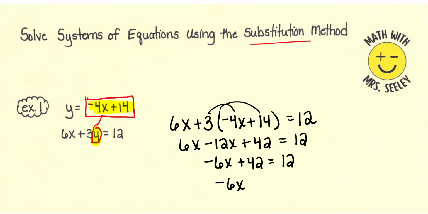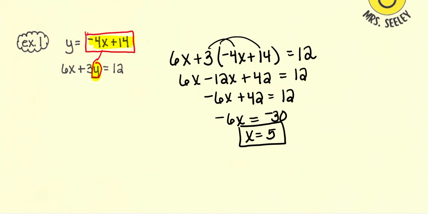We're going to subtract the 42 over. So 12 minus 42 is negative 30. Divide by negative 6, and x is equal to positive 5. Now that you have the first answer, we're going to substitute it back in for x.